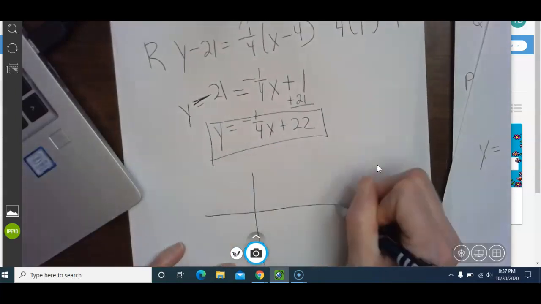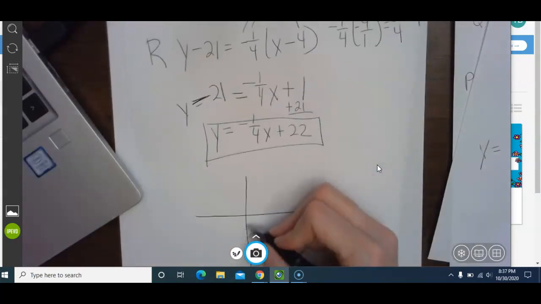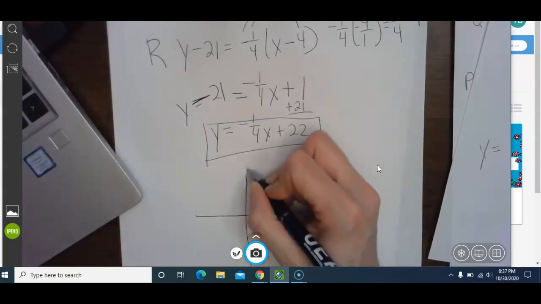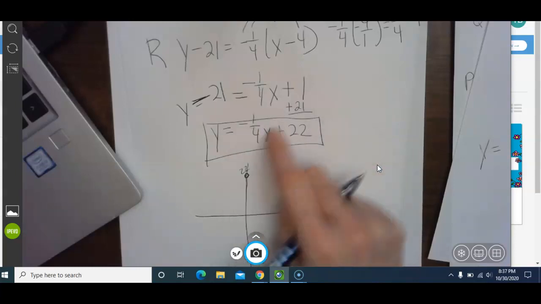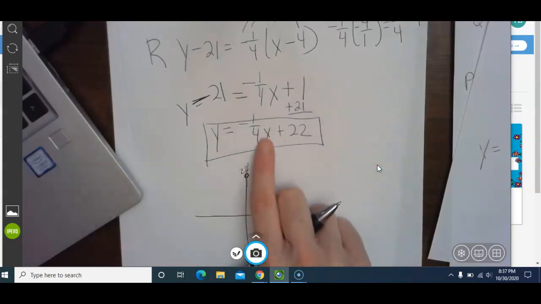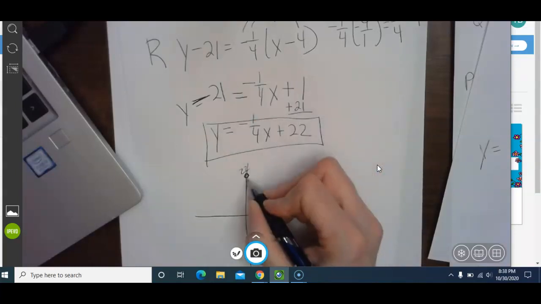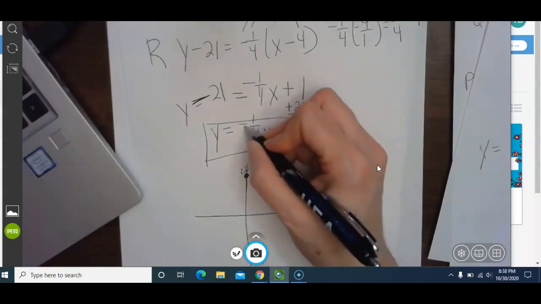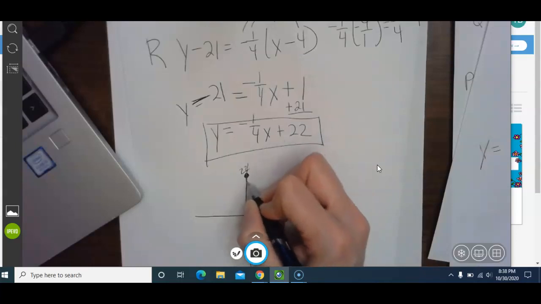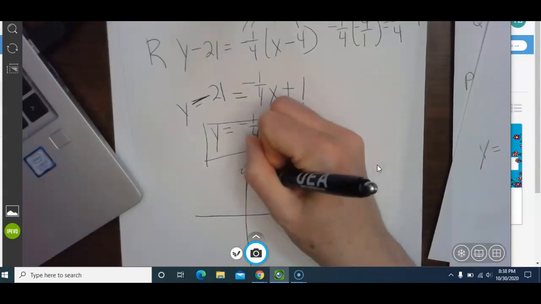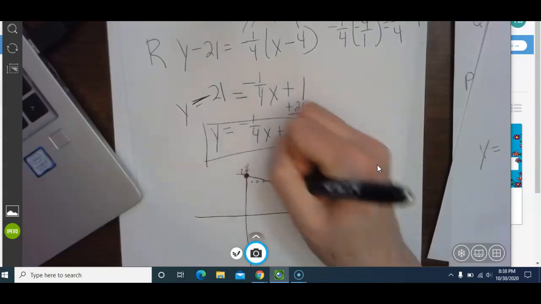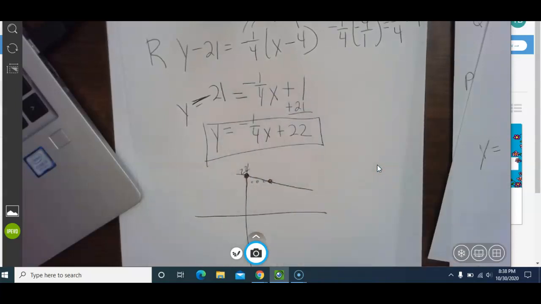When you go to graph it, once again, you're going to go up 22 on the y-intercept. So this is going to be your 22. You remember it's negative 1/4. So rise over run is going to be down 1, because I'm going to put the negative on the rise. Down 1, over 4. 1, 2, 3, 4. And then you graph it. This is the point you're going to graph to. All right?